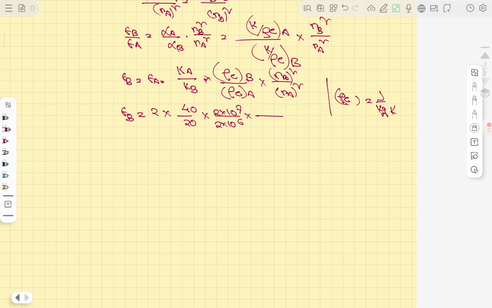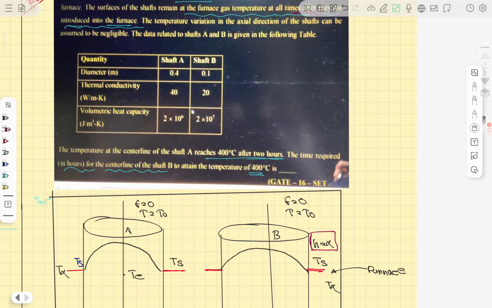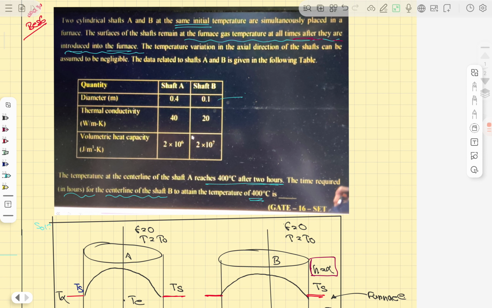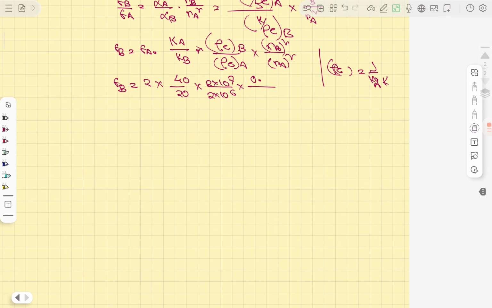Next, what is RB? Radius, but it is given as diameter. Shaft B diameter is 0.1, so radius 0.05. Shaft A diameter is 0.4, so radius 0.2. So I will write RB is equal to 0.05, and RA is 0.2. Just substitute there: 0.05 square by 0.2 whole square. Correct?